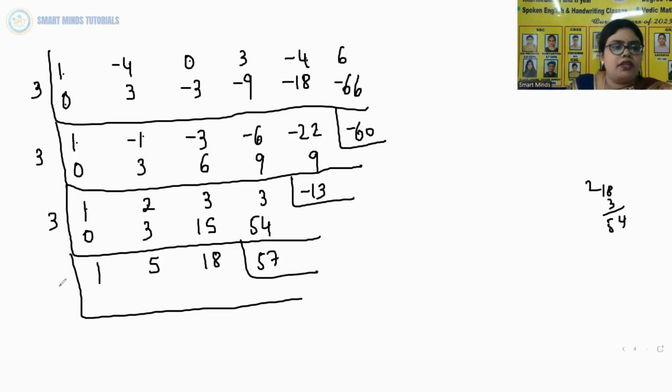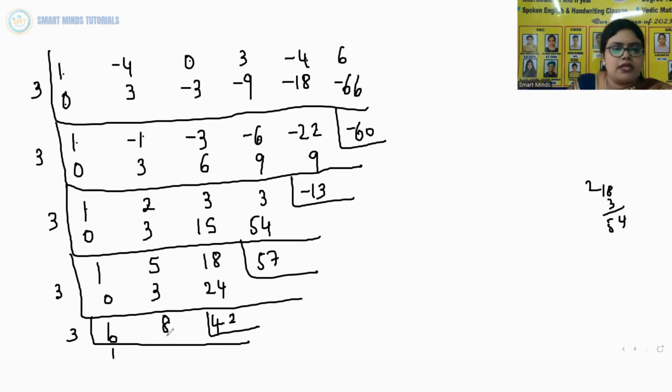Then once again we need to take 3. 0 here. 1. 1 3s are 3. 5 plus 3 is 8. 8 into 3 is 24. So this is 42. Now once again we have to take, this is 0. This is 1. 1 3s are 3. This is 11.